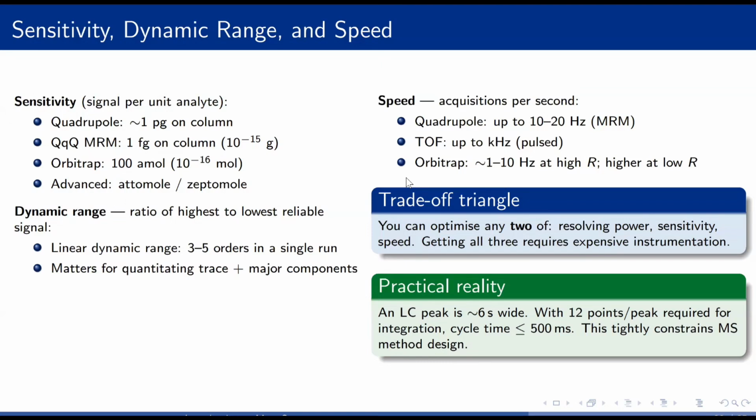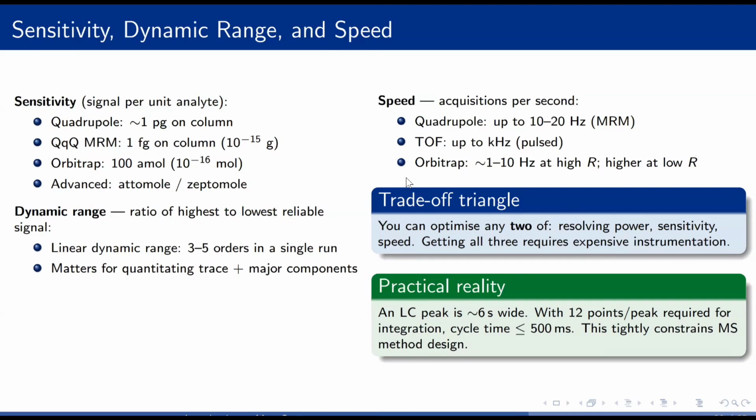Speed is how many mass spectra the instrument can acquire per second. A quadrupole in MRM can do 10 to 20 transitions per second, multiplexed. A time-of-flight instrument pulses at kilohertz rates. An Orbitrap does roughly 1 to 10 spectra per second at high resolution and faster at low resolution.